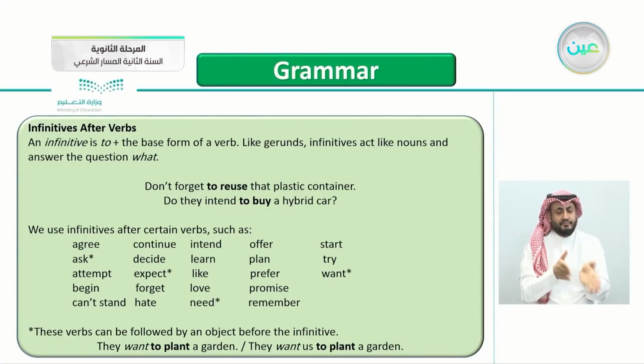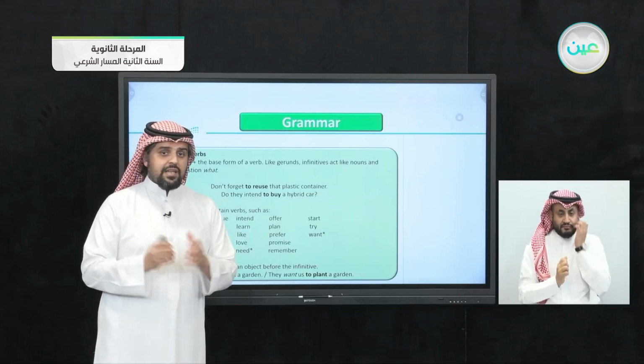Jumping to infinitives after verbs. We finished the gerunds that come after the verbs we just mentioned. So let's jump to the infinitives after verbs. An infinitive is to plus the base form of a verb. If you remember the infinitive that we took in previous lessons, the infinitive is to plus the base form of the verb. Like gerunds, infinitives act like nouns and answer the question what. So infinitives after verbs are just like gerunds.